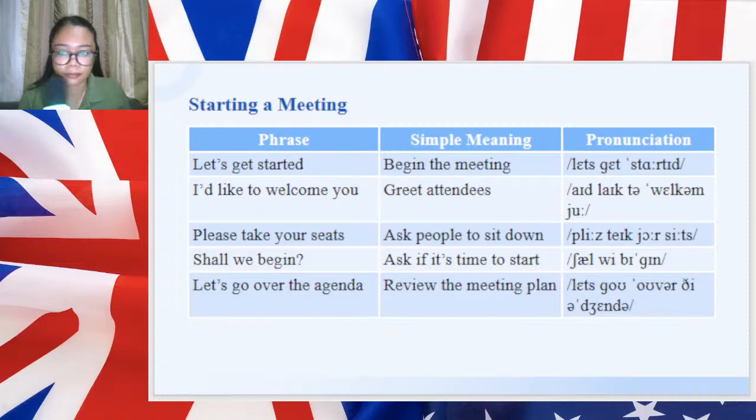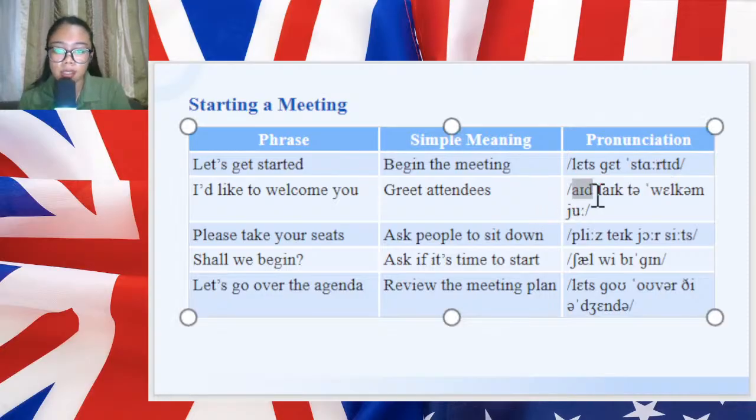Pronunciation wise, I'd like to welcome you. Now, for the first word, which is a contraction of I would like, you say I'd. It should be pronounced as a single syllable, okay?